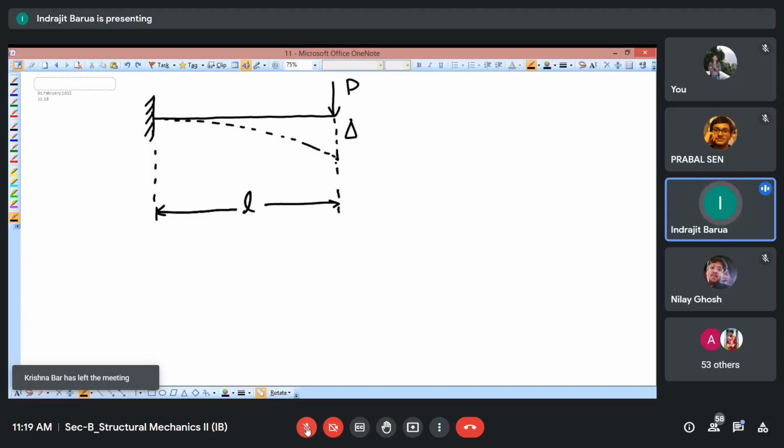With respect to your problem, you can make your own problem like 10 kilonewton, 5 meter, something like this within the elastic range. You can take your material properties and you can solve it. So this is a gradually applied load. This is not a sudden load. If nothing is written, then consider that as gradually applied load.